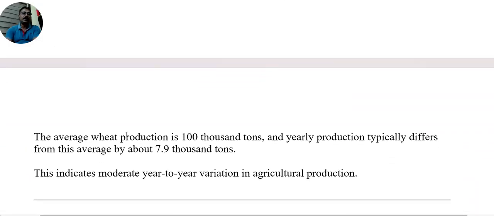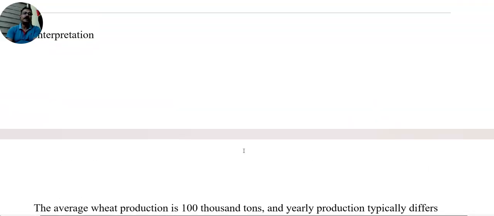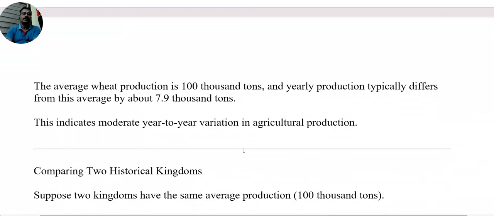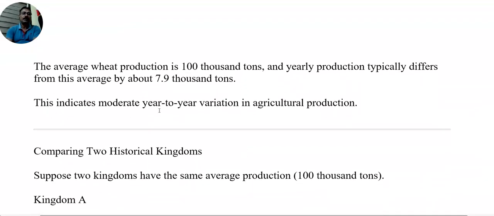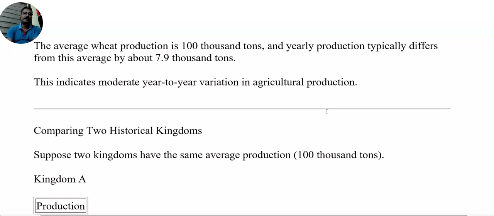The average wheat production is 100,000 tons, and yearly production typically differs from this average by about 7.9 thousand tons. So this is the interpretation. Since our standard deviation is 7.9, this indicates moderate year-to-year variation in agricultural production, moderate variation.